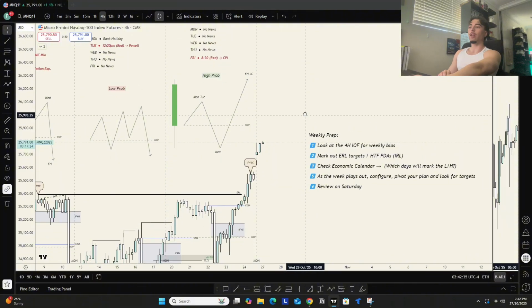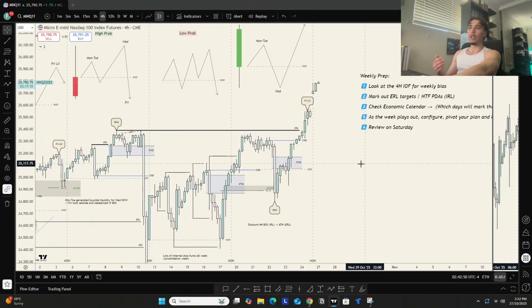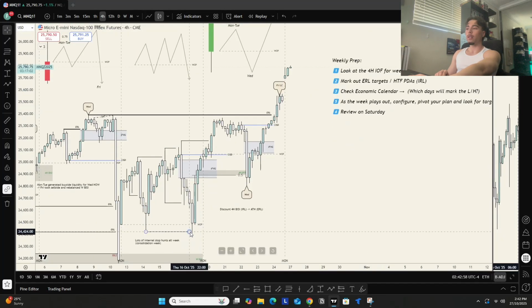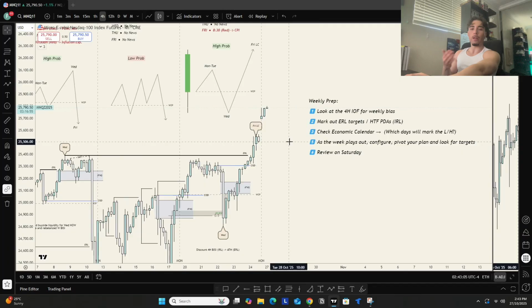Okay, so right here you can see the new week opening up. What I like to do is look at the 4-hour institutional order flow to get that weekly bias. Once I have a look at this, it's a low, a high, a low, a high. So you can see we're kind of more bullish. I'd expect more bullish price action until otherwise, okay?